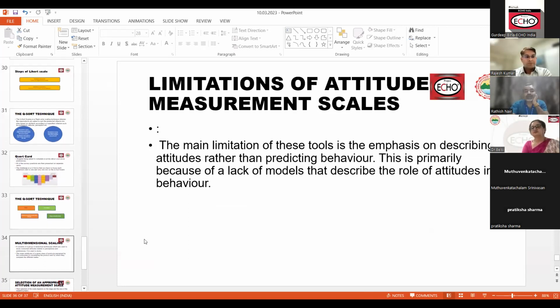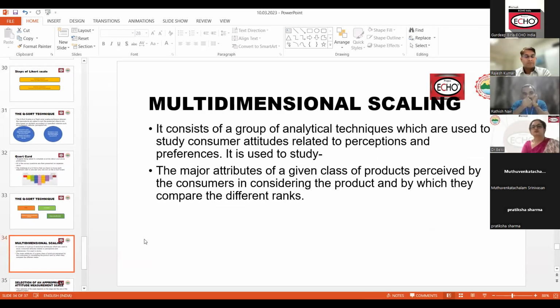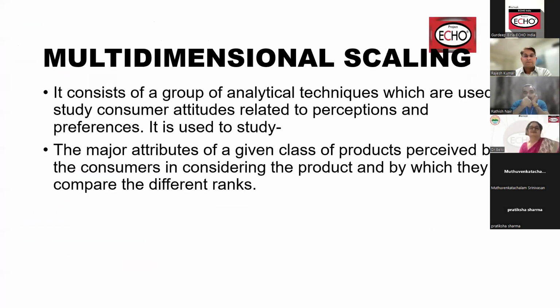So it consists of the multi-dimensional scale we have already seen, and it consists of perceptions and preferences. And it is used to study the major attributes of a product, by which they compare the different ranks.